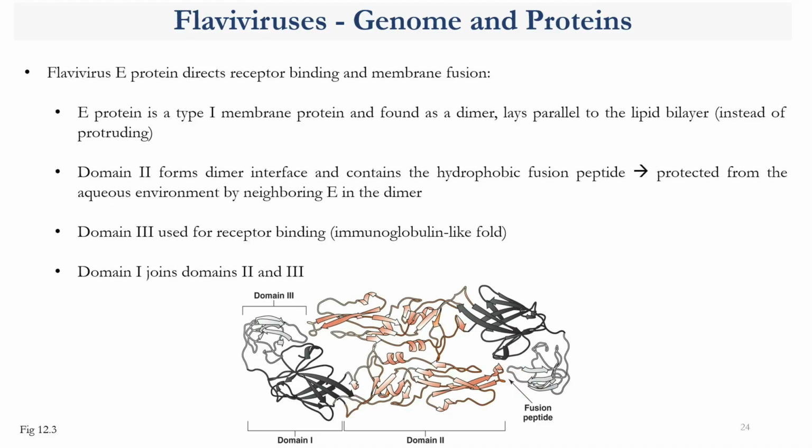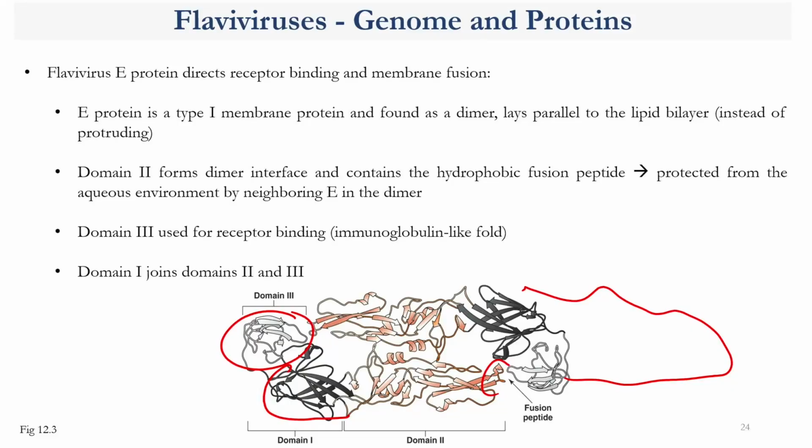Domain 3 here is used for binding of the receptors, so it has an immunoglobulin-like fold, and domain 1 joins your domain 3 and domain 2, okay? So again, your fusion peptide is here, and then you have a whole other protein here, and as a result, this dimer prevents premature insertion or activation of that fusion peptide, okay?